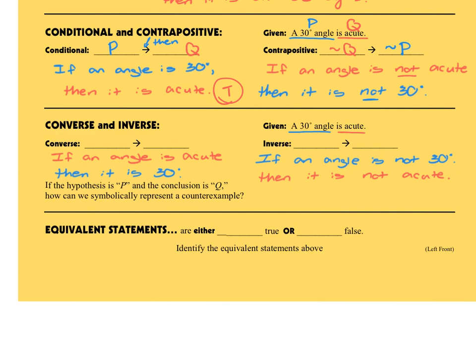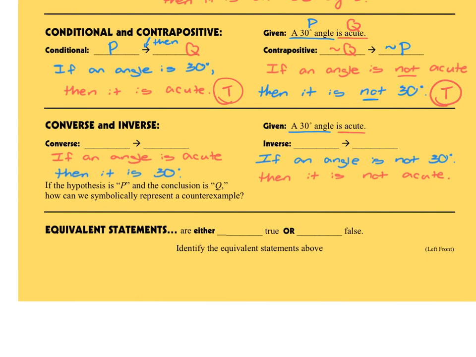The next one, if an angle is not acute. So now I'm thinking of some angle, but I know for sure it's not acute. Can I ensure that the angle I'm thinking of is definitely not 30 degrees? And that is true. That was a little harder to analyze with those negations in there. Now the next one, so we're just going to set those aside. Now we're going to look at another way to rearrange it.